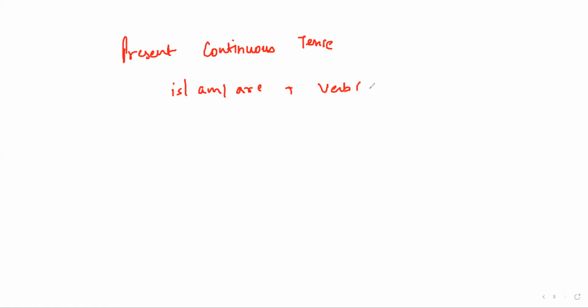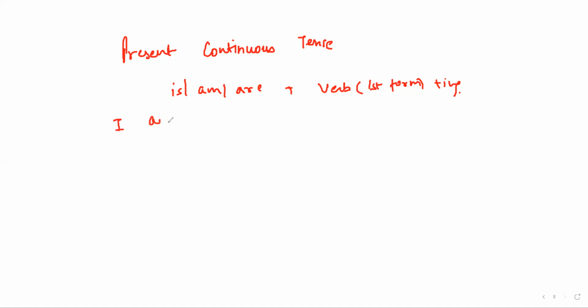Now let us quickly take present continuous. In the present continuous tense, first of all, we should know what is present continuous. Is, am, are plus ing. Is, am, are, the first form of the verb and ing. This is the usual form. Is, am, are plus the verb which is there in the first form plus ing. So if this is used, then we say that the verb is in present continuous form.